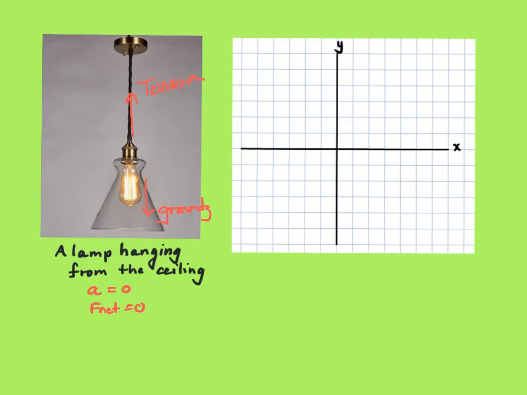So we start by making our lamp a dot, and then we're going to draw the force of gravity. Okay, so force of gravity on the lamp by the earth. And then we'll have an equal force of tension. Okay, force of tension on the lamp by the rope. And we should acknowledge that these two forces are congruent, which is why there is no acceleration.